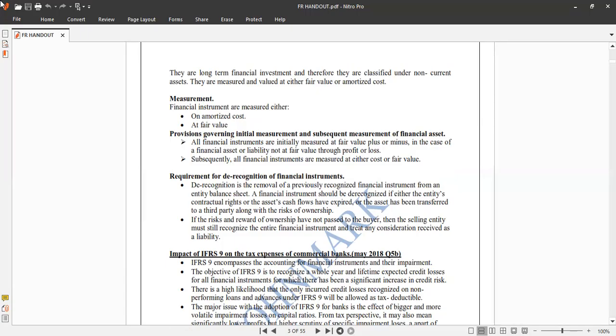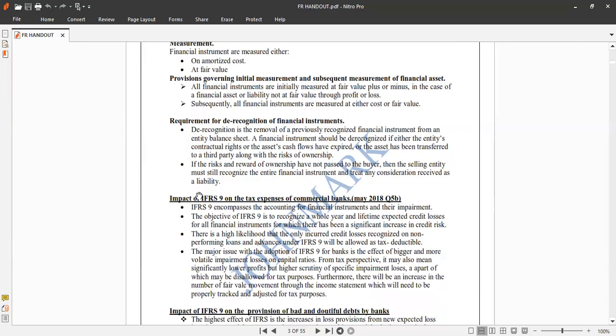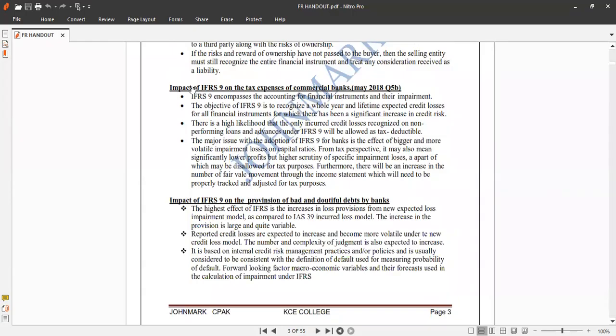Number 2, it's upon maturity. For example, assuming you had a redeemable debenture or a redeemable bond. On maturity, that means the company, or you as an individual, ceases to receive the benefits from that asset. So those are the 2 requirements for the derecognition of a financial instrument. Good. So then we have the impact of IFRS 9 on tax expense on commercial banks.